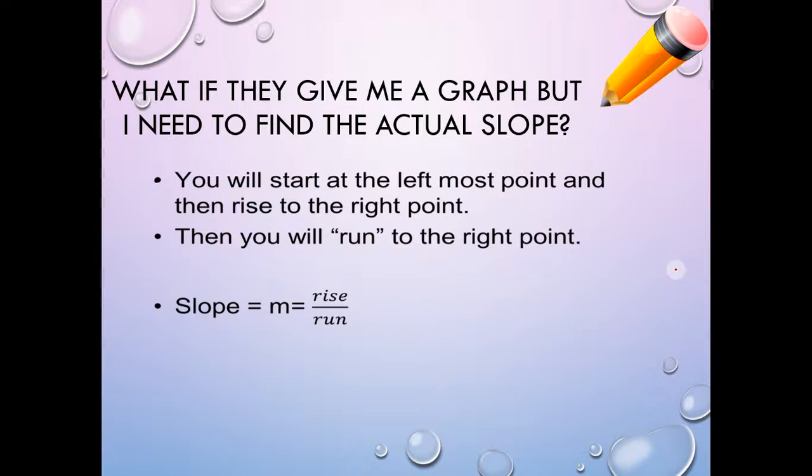So now what you're asking is, well, Miss Marsh, what if they give me a graph, but I need to actually find the slope? What you're going to want to do is rise and then run. You start at the leftmost point and rise, go up or down to the rightmost point. Then you run over to it. A lot of people call this rise over run. This is an actual, pretty accepted formula for slope.